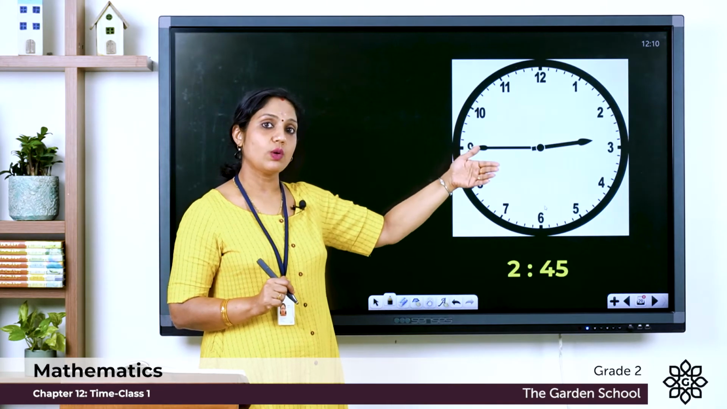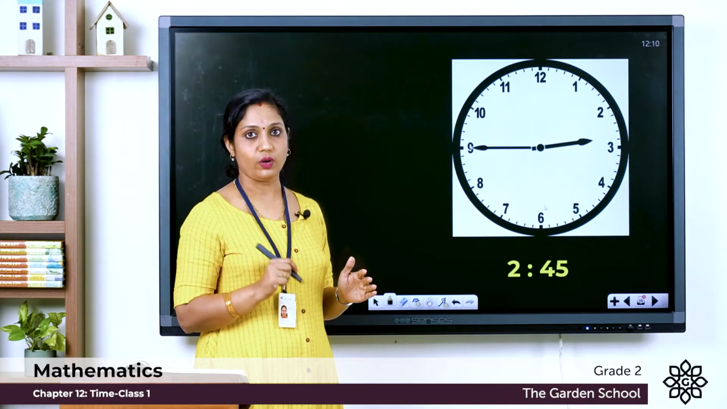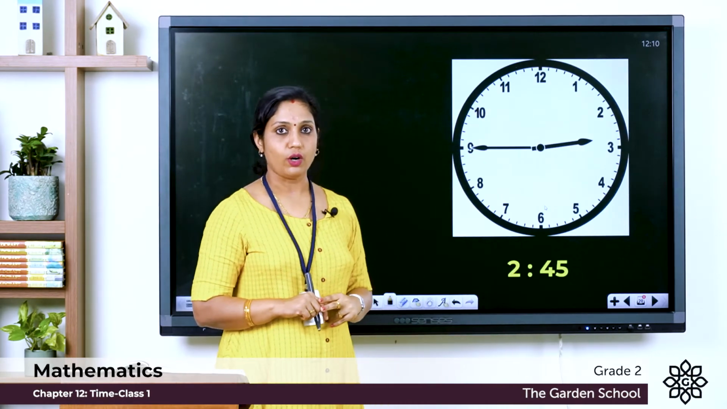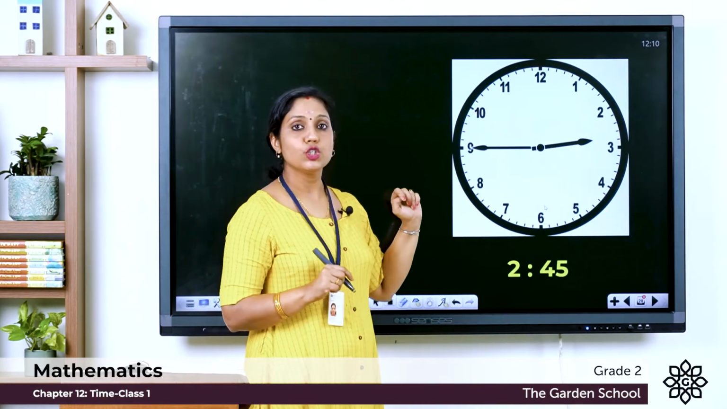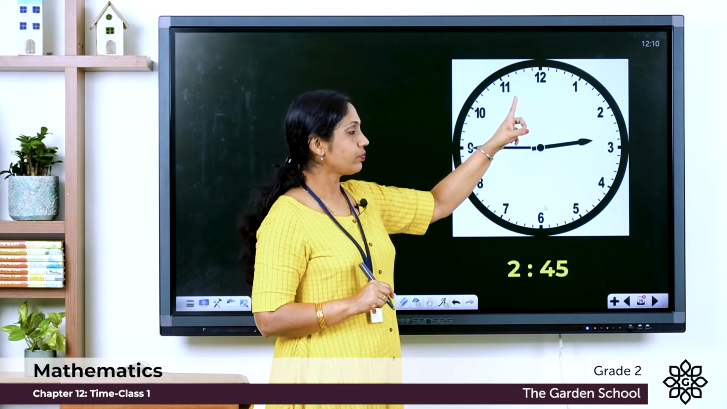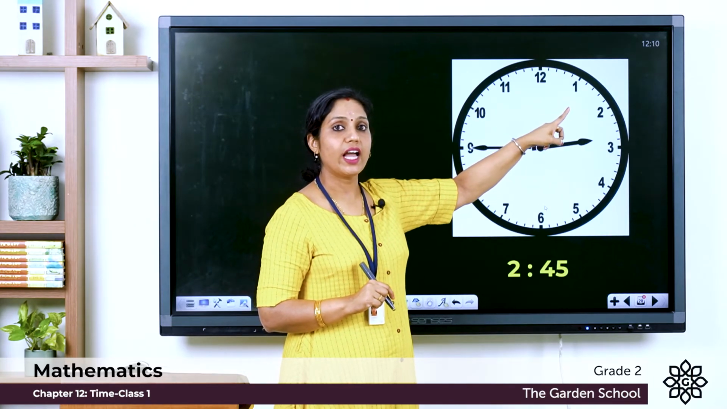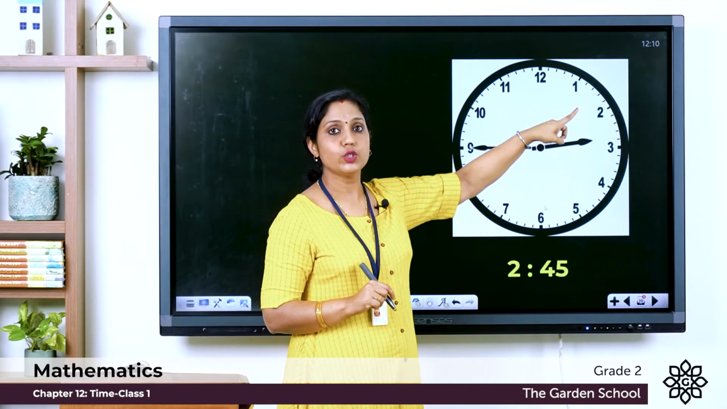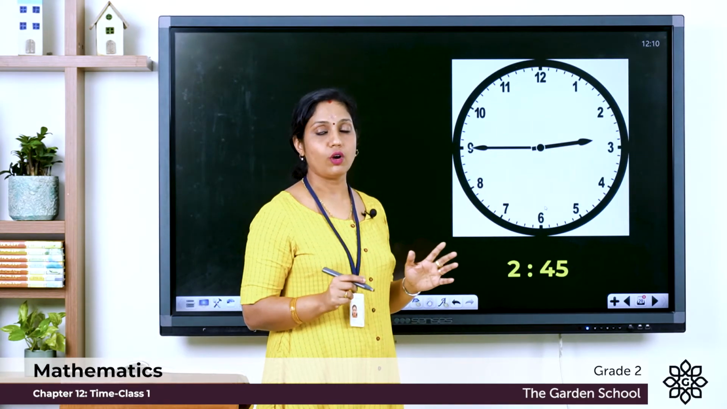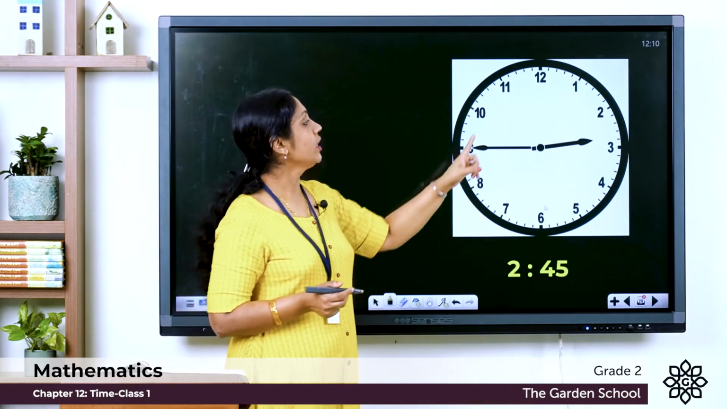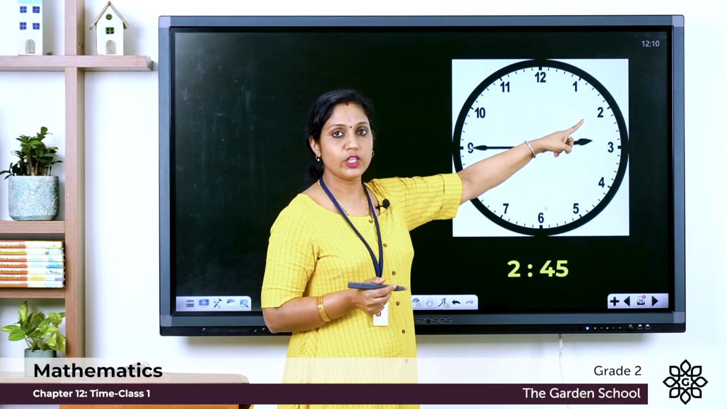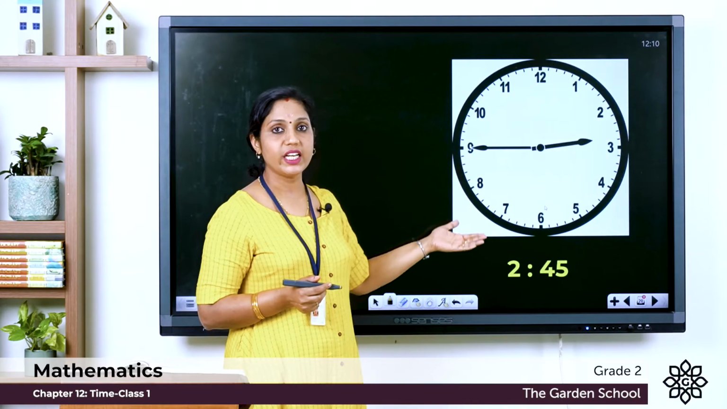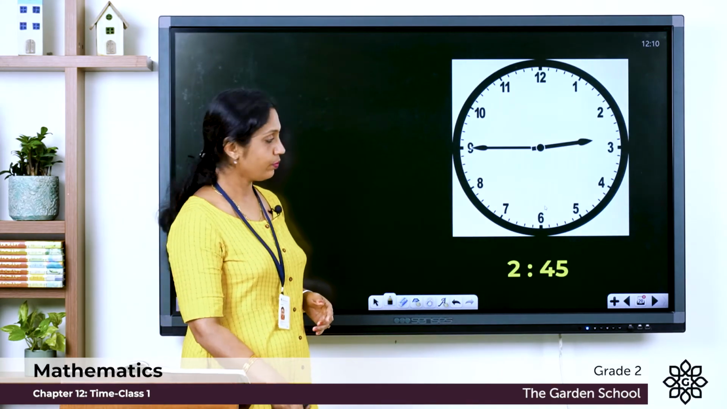And which is the next hour? The next hour is 3 o'clock, right? And there are only 15 minutes to become 3 o'clock. And how do you read this? 2:45. You can see that the hour hand has slightly moved toward 3, but it is in between 2 and 3. So when you draw a clock showing 2:45, the hour hand should be in between 2 and 3 and the minutes hand should be on 9, and we read it as 2:45.